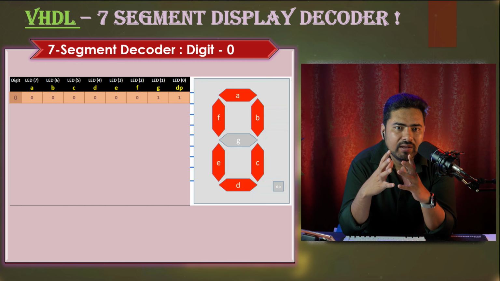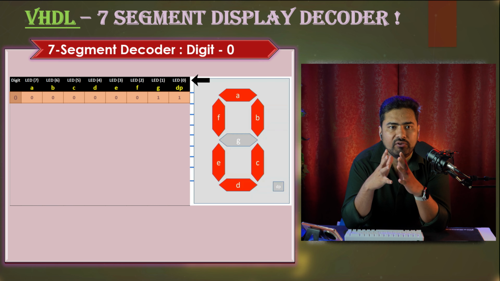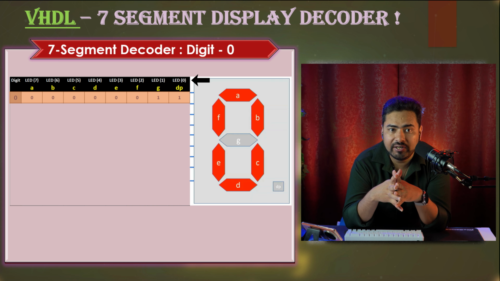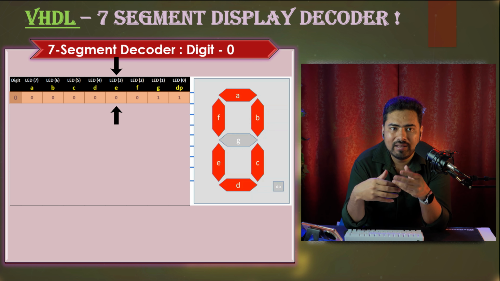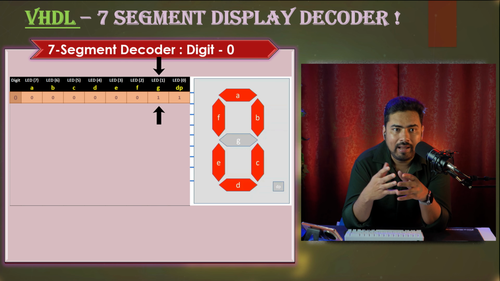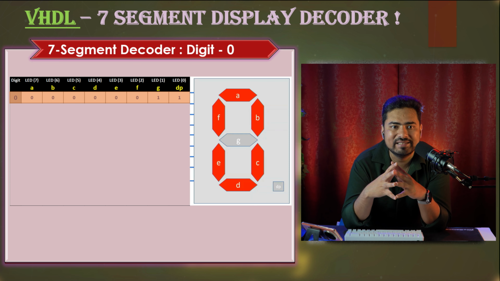So let me brief this. We have this LED as an output port, and this is an STD logic vector signal, and it will have 8 elements inside it, with the range from 7 down to 0. So segment A is our LED 7, segment B is our LED 6, segment C is our LED 5, segment D is our LED 4, segment E is our LED 3, segment F is our LED 2, segment G is our LED 1, and segment DP is our LED 0. So that's how we will design this.